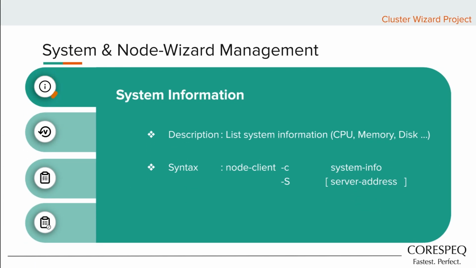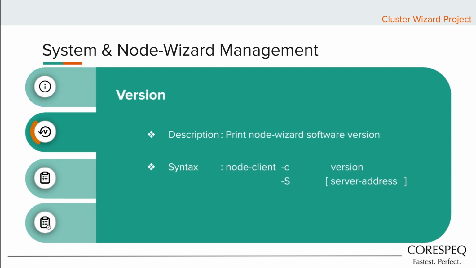Let's have a look at the syntax for the commands used in the System Management and Node Wizard Management section. The system info command lists the system information like the CPU, memory, disk, etc. This command needs the server address as the input. The version command is used to print the Node Wizard software version. This command needs the server address as the input.